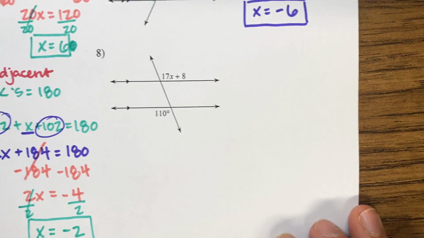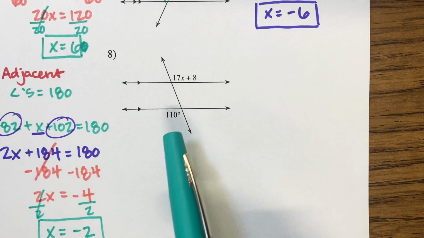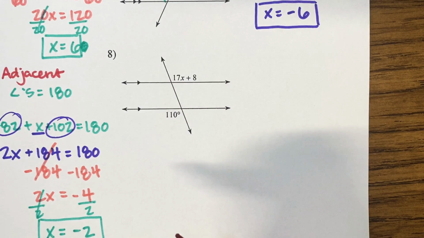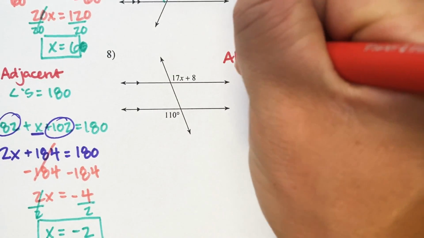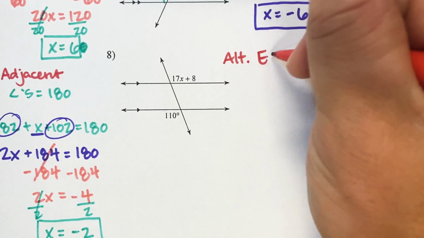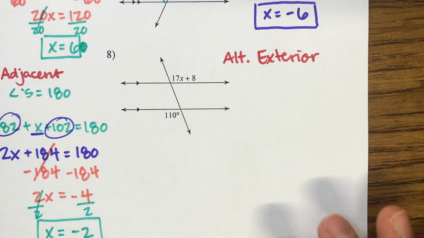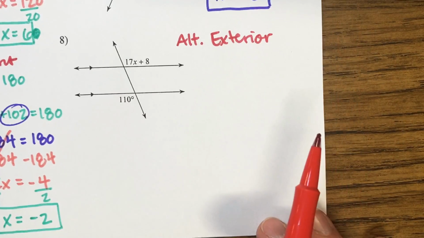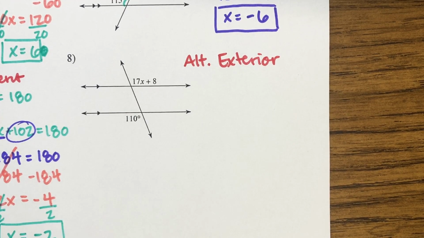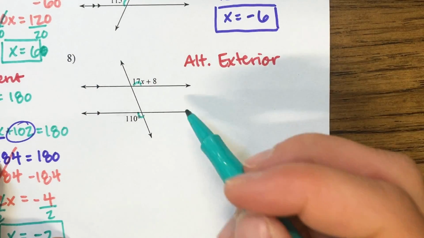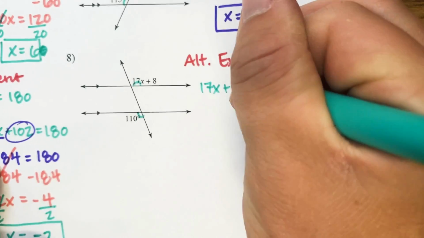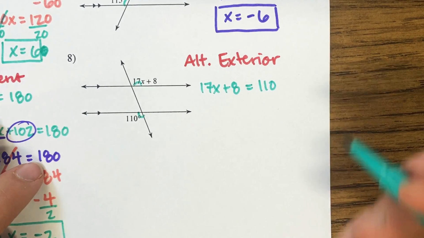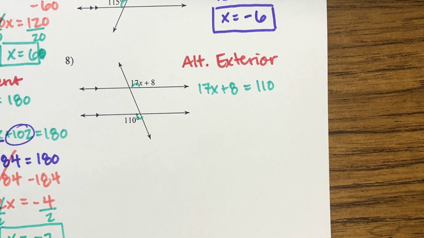Okay, last example. Let's identify the relationship. So I see that they're on different sides of my transversal, and they're both on the outside of the parallel lines. So different sides tells me alternate. Outside of the parallel lines tells me exterior. So alternate, exterior. Okay, what are these angles equal to? They equal each other. Okay, so we're going to set both of these angles equal to each other in order to solve. So we have 17x plus 8 equals 110.